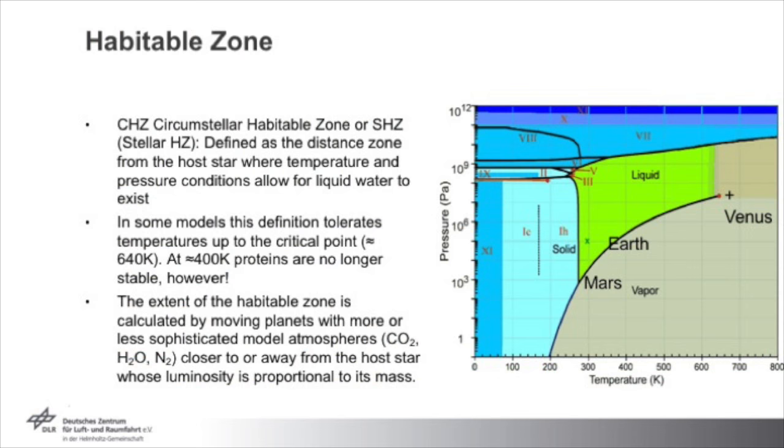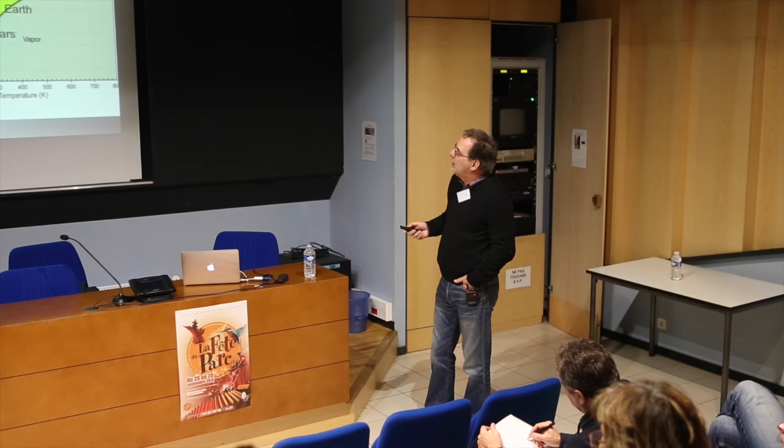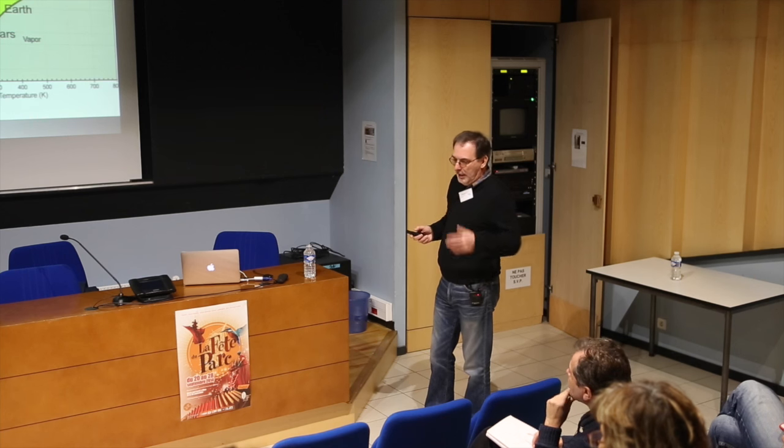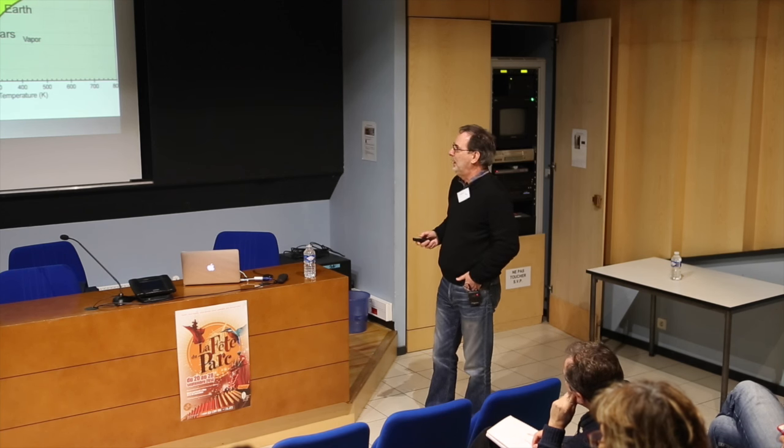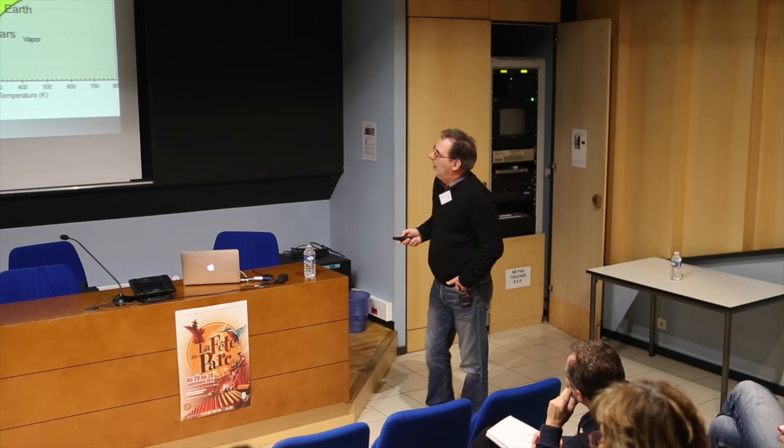Now, there is a little bit of weirdness in there, if I may say so, because this definition actually allows you to go up to the critical point here. And if you moved Venus a little bit and put it right here, then, of course, there would be liquid water on the surface. However, these temperatures are much larger than any temperatures that, according to my understanding, and I'm not a biologist, any living things, proteins and so forth, would actually support. So you could probably argue that the inner boundaries of the habitable zone should be defined a little more stringently.